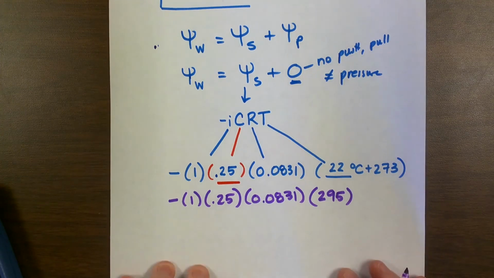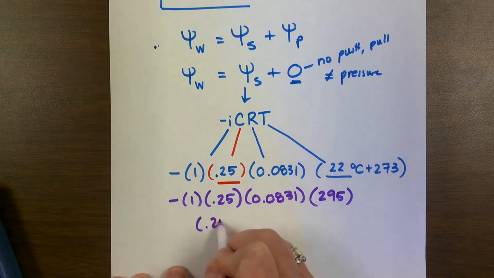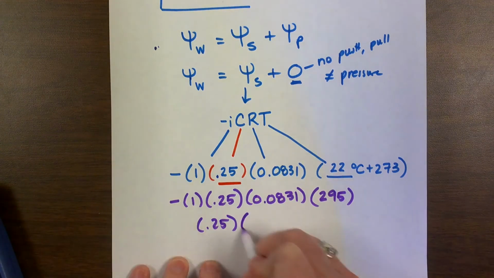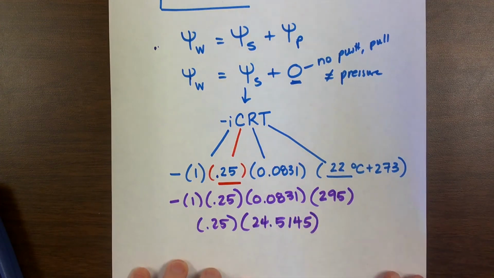All right, so now I'm just going to literally multiply all of this together. So 1 times 0.25 is 0.25. And then 0.0831 times 295 is 24.5145. Do not round anything yet.